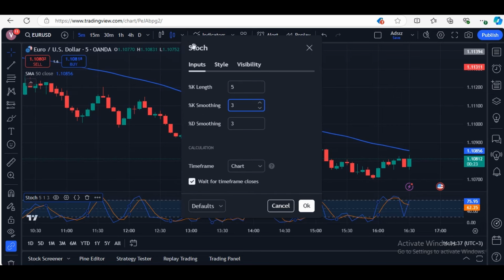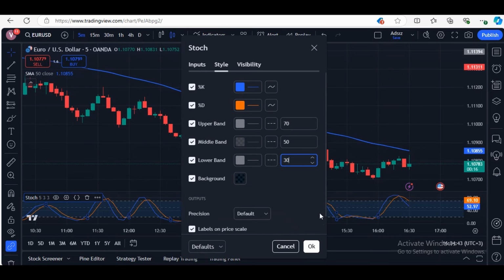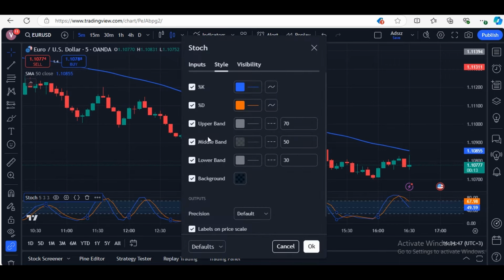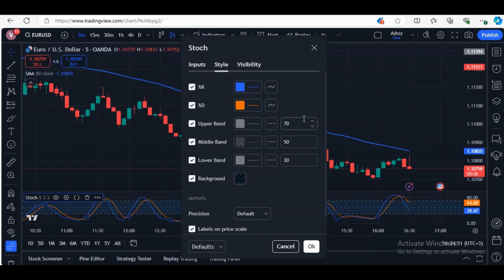Stochastic helps us to identify overbought and oversold zones. For example, when it goes above 70, it indicates that the price is too high and a pullback is likely. Conversely, when it falls below 30, it indicates that the price is too low and a rebound opportunity may arise.